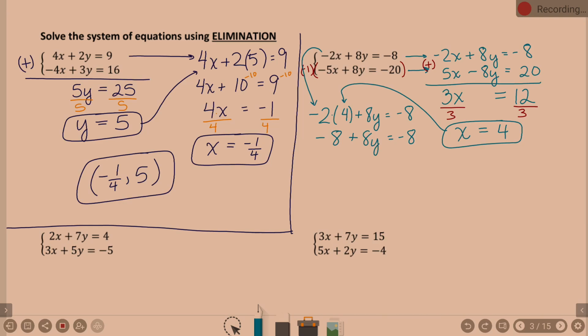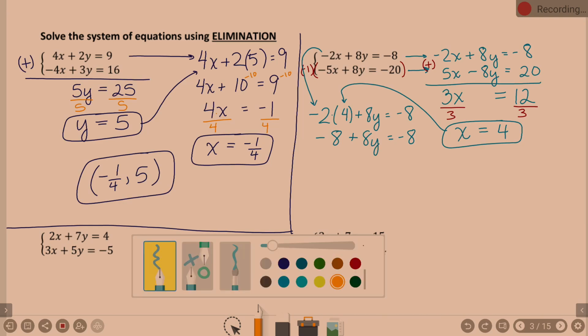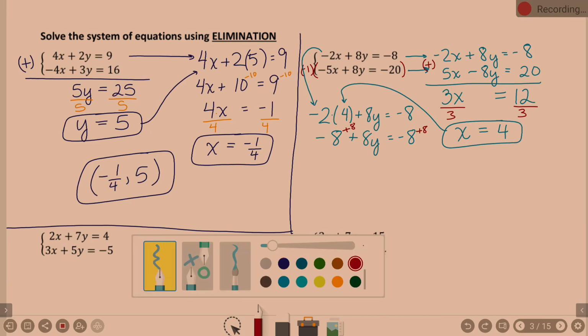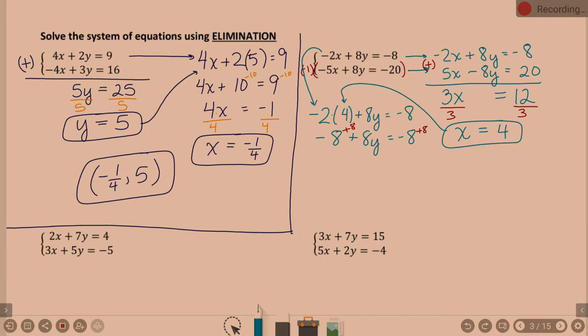To get y by itself, I'm going to move the negative 8. I'm going to add 8. Negative 8 plus 8 cancels, leaving 8y. Negative 8 plus 8 over here: 0. Cancels, or it's 0.